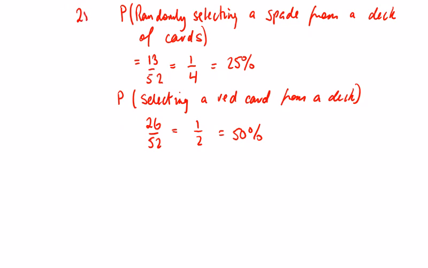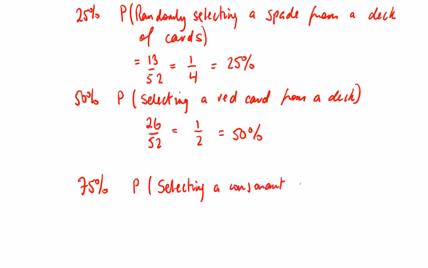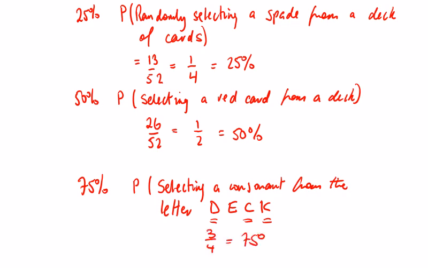Okay, 75%. I'll just write the 25% here, 25, 50. 75%, what have you come up with? Well, if we stick to the deck of the cards, the probability of selecting a consonant from the letters D, E, C, K, we can see that there's 1, 2, 3 of them. So 3/4, which is 75%.